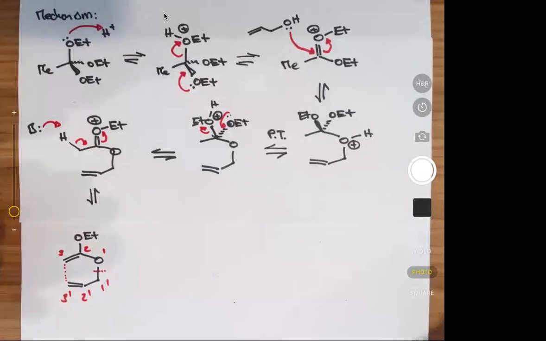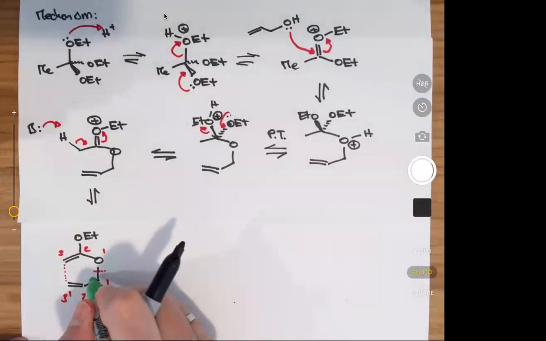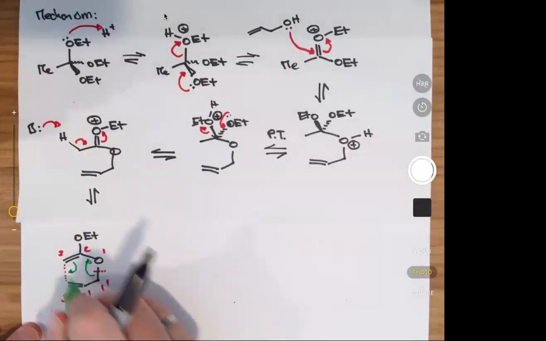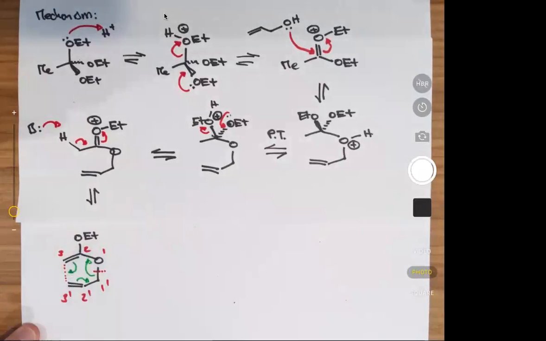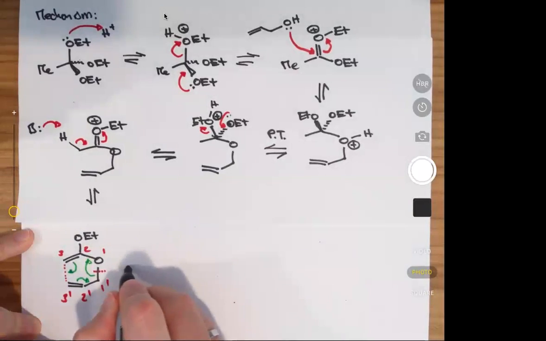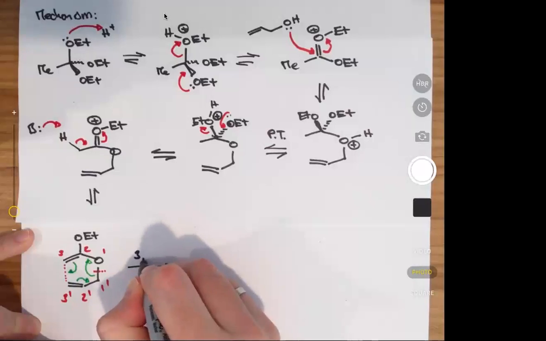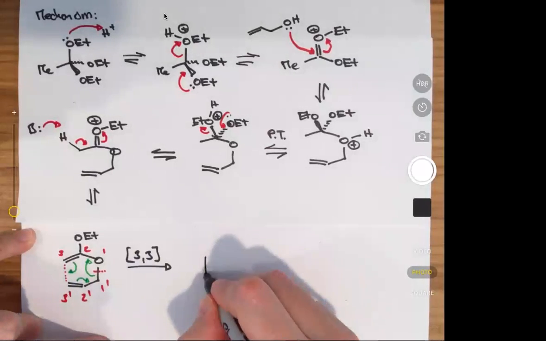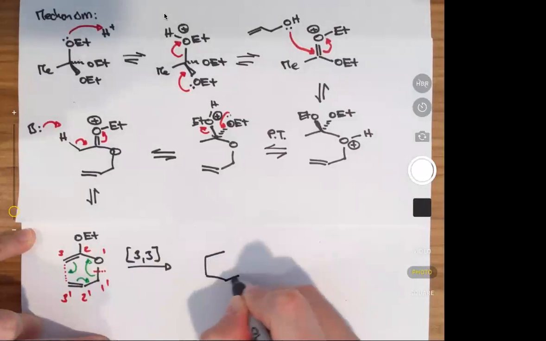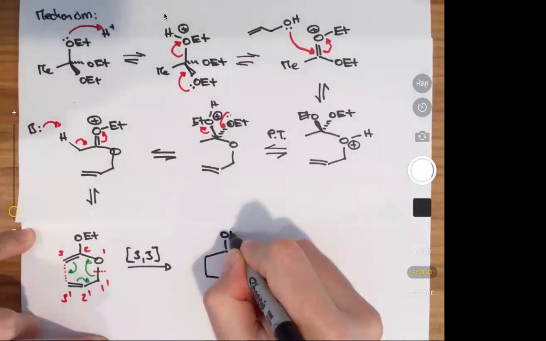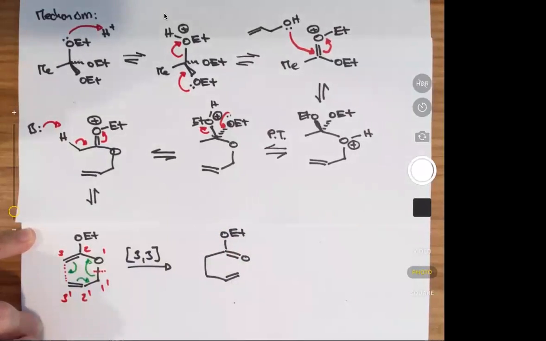And we can push the electrons around again. So maybe let's pick a different color here to make it clearer. So let's say we can take these electrons and push them in here. We can take these electrons, push them into this bond, and move those over to this side. Now we have just the 3,3 sigmatropic rearrangement, and the product of this is then going to be, draw the O here, and the ethyl group on this side.